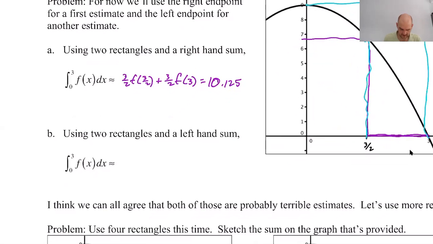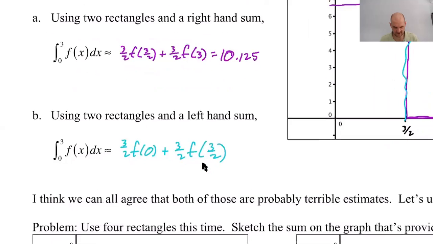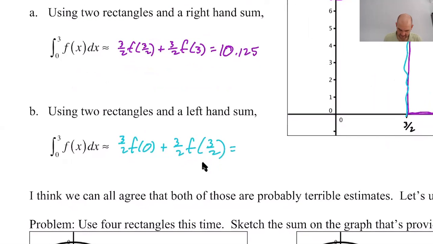So this will be 3/2 f of 0 plus 3/2 f of 3/2. Let's see what the calculator says for that. You should be trying to type these in also. I think that's the ideal scenario here. I got 23.625. So I'm confident that it's somewhere between 10.125 and 23.625.